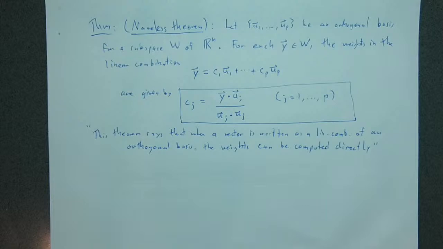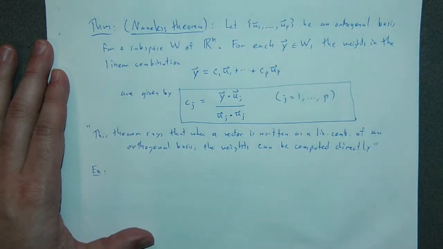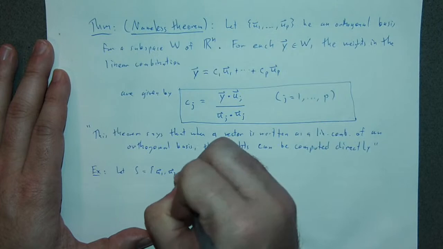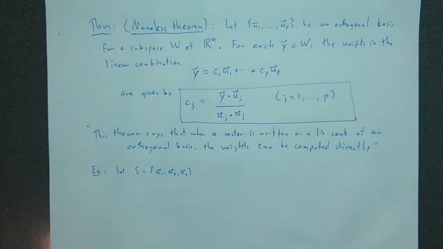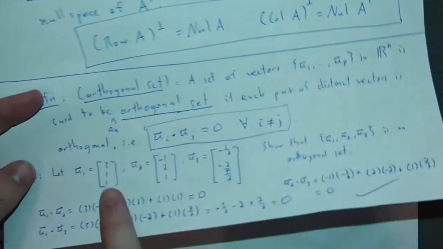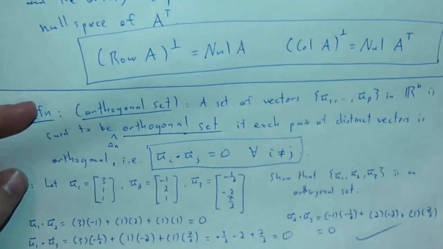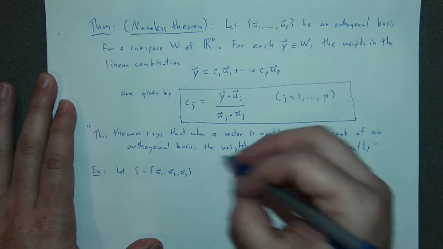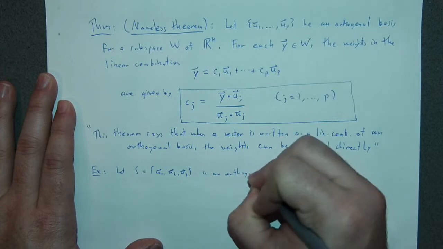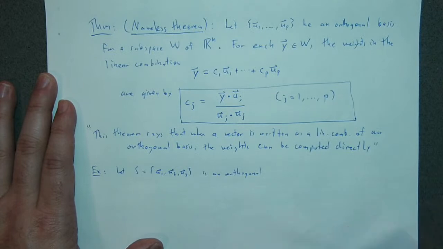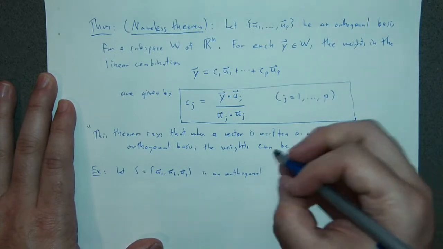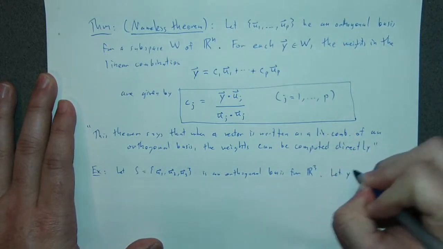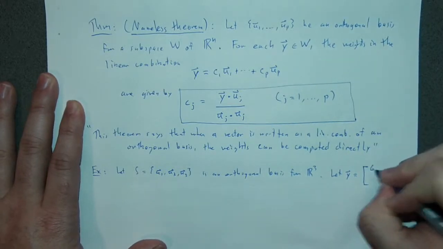So, as an example of how to compute with this, let S be the set of vectors u1, u2, u3. Let's reuse the same vectors that I used before. Just to remind you, u1, u2, and u3 are these three vectors. So this is an orthogonal basis for R3. Now we know there's three of them, and they're orthogonal because we proved that in our first example. So they're linearly independent. I have three linearly independent vectors in R3, automatically a basis. So this is an orthogonal basis for R3. Okay, so let y be the vector, say, 6, 1, minus 8.